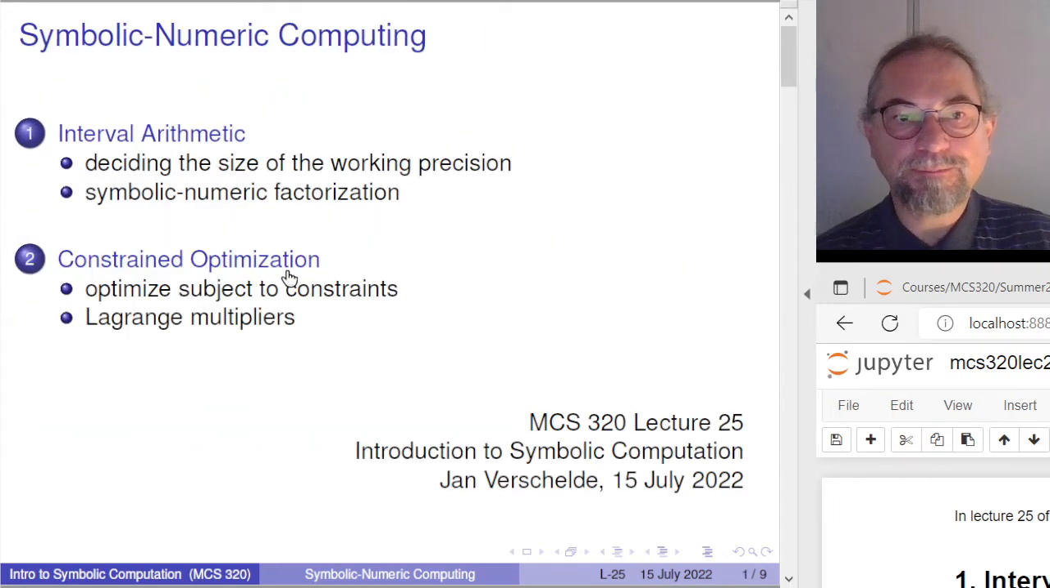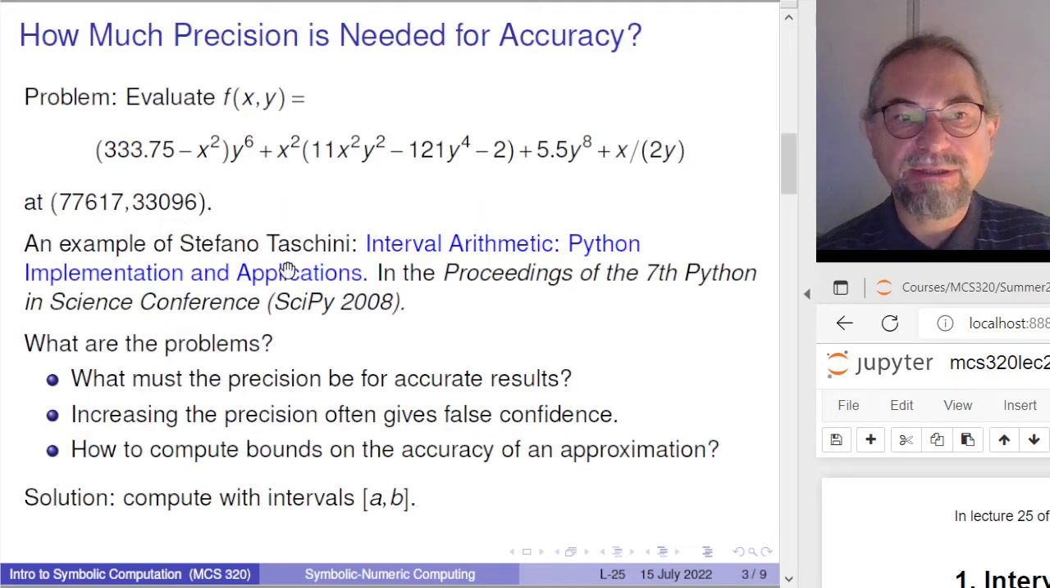Okay, interval arithmetic. I will motivate this with this problem here. And the main question is in the title of this slide: how to decide on the level of precision. Here we have a motivating problem. We have an expression which I copied from a proceedings paper in the SciPy 2008 conference. So this expression, we want to evaluate this expression.